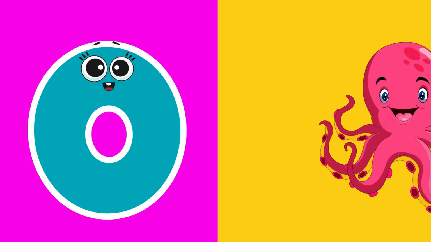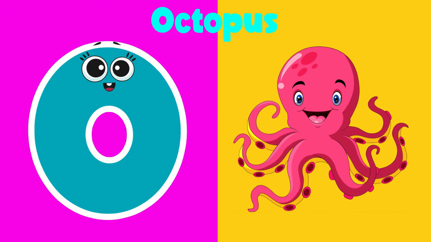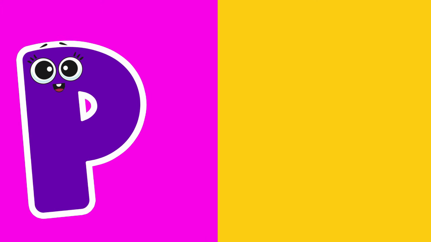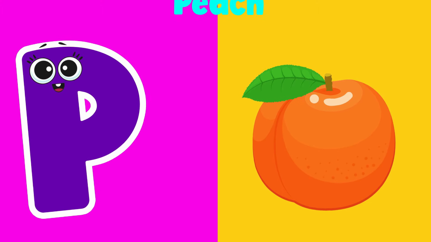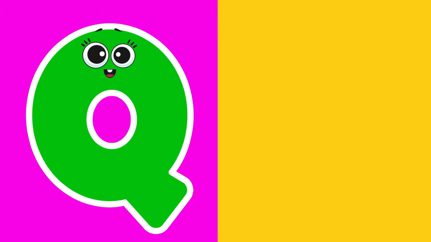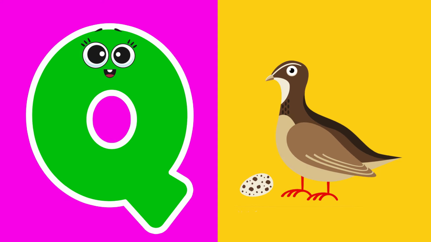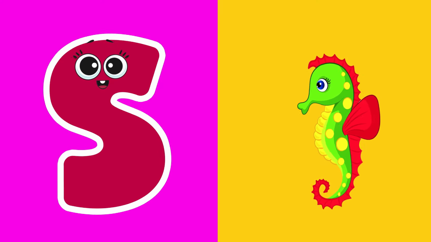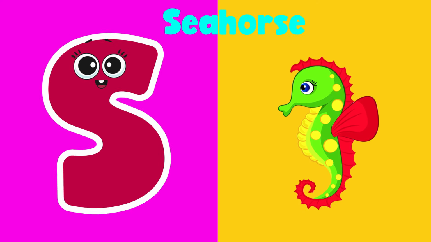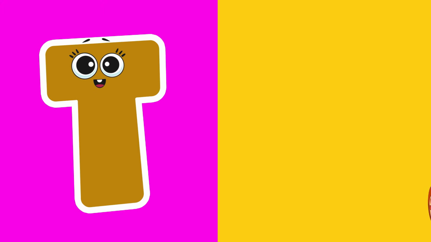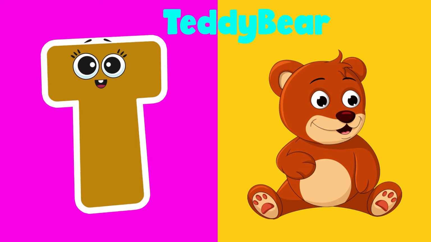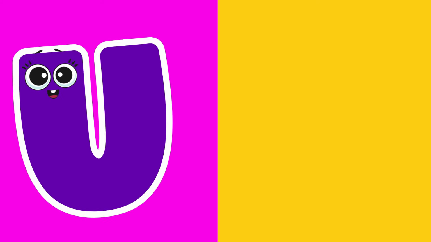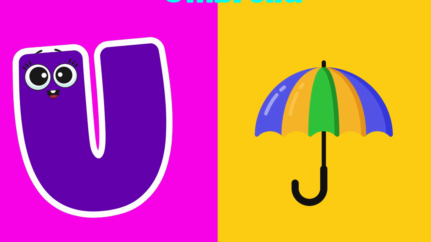O, octopus. Octopus. P, peach. Peach. Q, quail. Quail. R, rainbow. Rainbow. S, seahorse. Seahorse. T, teddy bear. Teddy bear. U, umbrella. Umbrella.